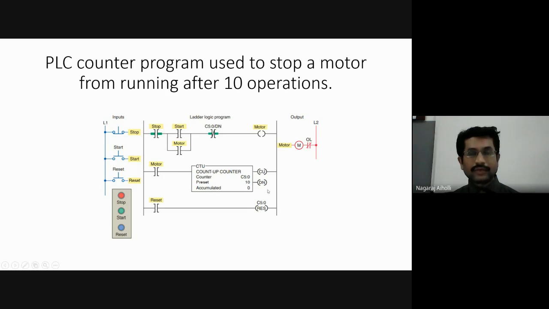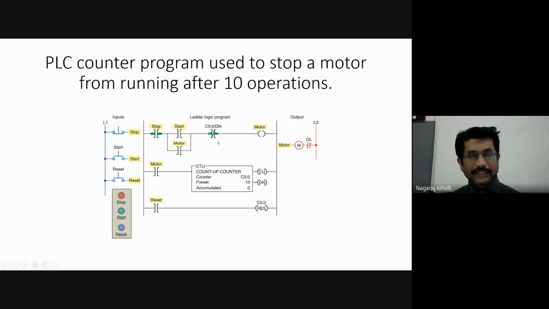DN bit will be equal to 1. As the DN bit becomes equal to 1, the done bit is 1 now. C5:0/DN bit is 1. When it is activated, if it is 0, because it is examine if open, it becomes true when this bit is 0, when the done bit is 0. But now the done bit is high.